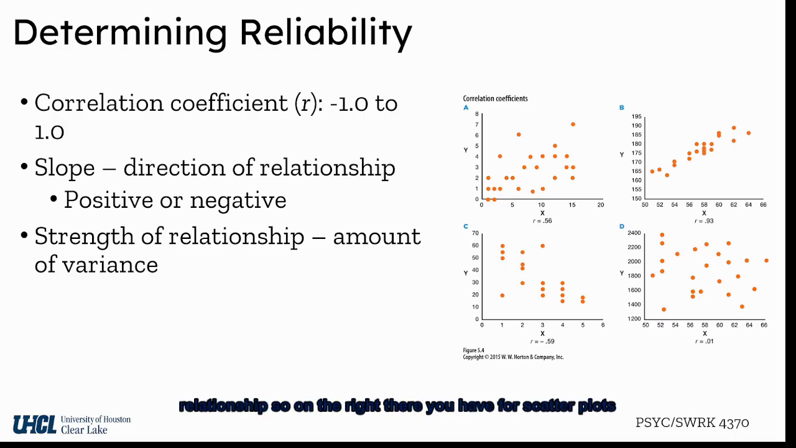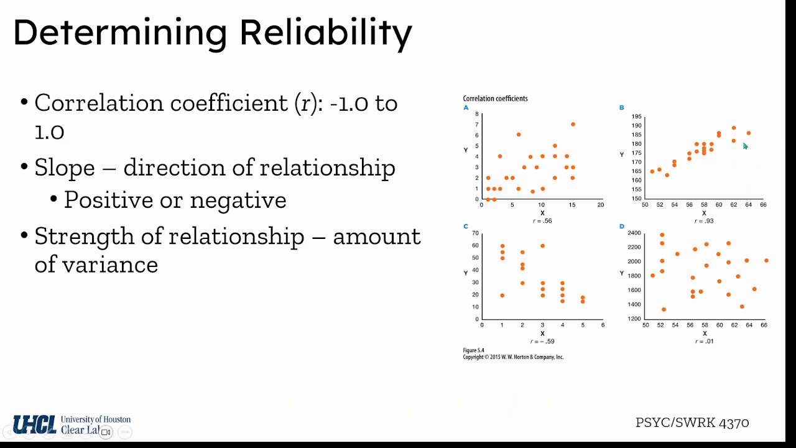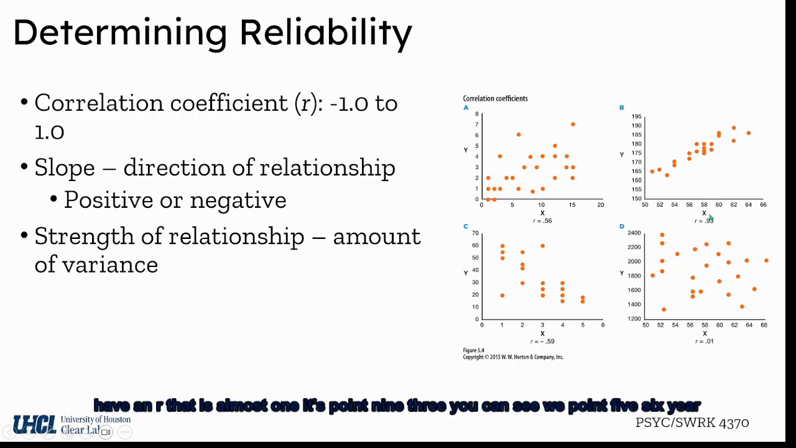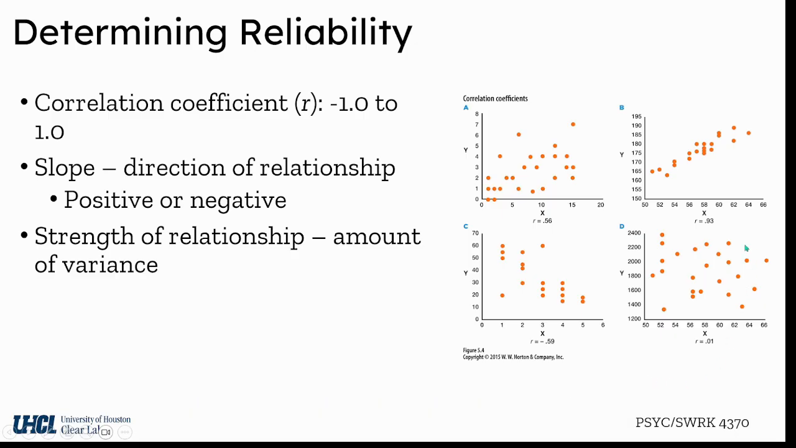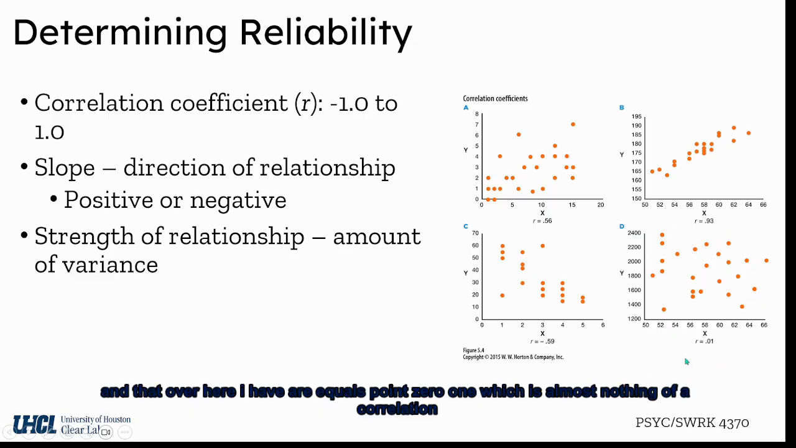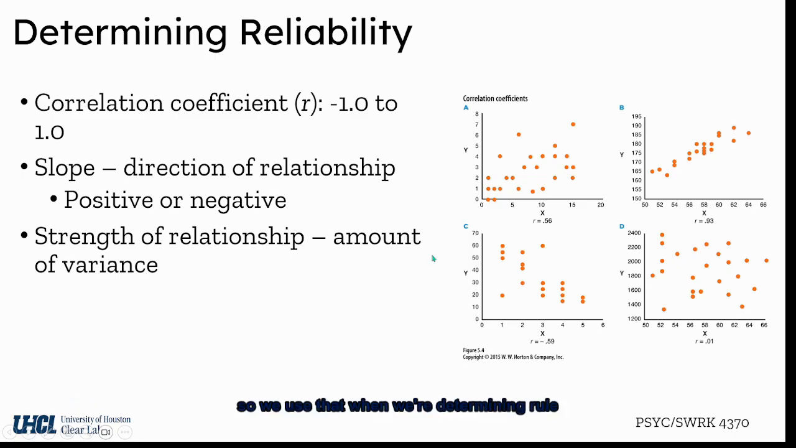So on the right there, you have 4 scatter plots, and the one that is going to have the most strength is going to be this one right here. It's going to have an r that is almost 1. It's 0.93. You can see we have 0.56 here, -0.59. I do see a trend downward in that one. And then over here I have r equals 0.01, which is almost nothing of a correlation. So we use that when we're determining reliability of test-retest and inter-rater reliability, and then also we can use it for our internal questions on a measure to see if they're measuring the same thing.